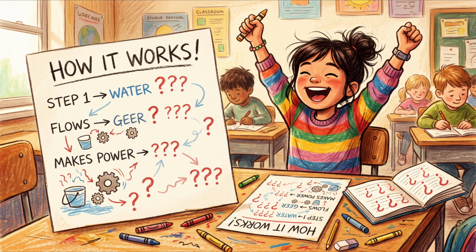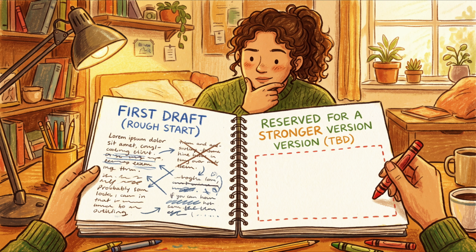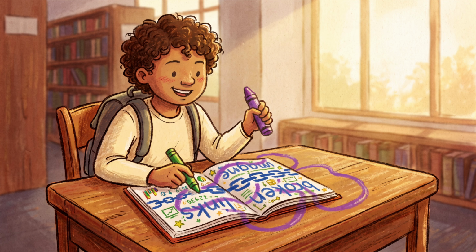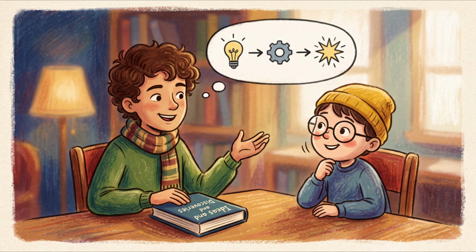And the final mistake is stopping after the first explanation. Your first explanation is not the final product. It is a diagnosis. It shows you where the problems are. The learning happens when you repair those problems and try again.